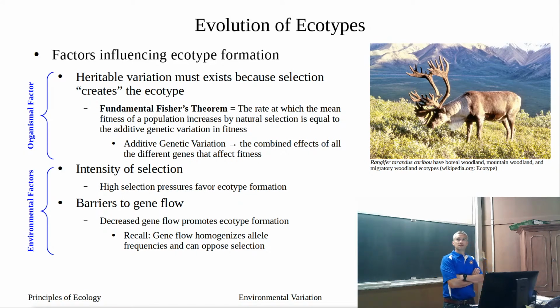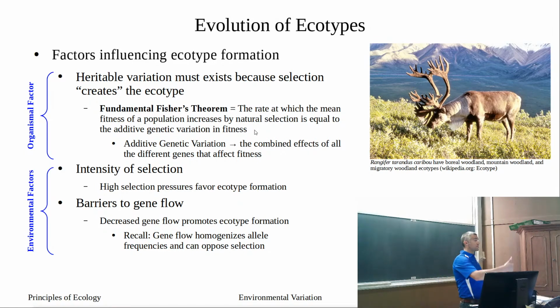We discussed this without using this definition. The rate of change in our population is determined by the heritability. If you have a high heritability value, you can see a faster rate of change in our population. What was heritability? It measured the amount of additive genetic variation. And what was additive genetic variation? It's the combined effects of all of the different genes that affect fitness that are or can be inherited.